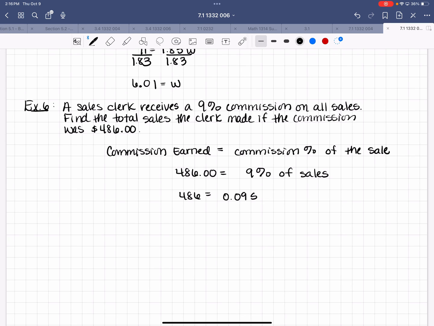All right, so now in order to find the total amount of the sales, I need to get rid of that 0.09. I'm currently multiplying by 0.09, so I need to divide by 0.09. So I've got 486 divided by 0.09, and that gives me $5,400 were the original sales.